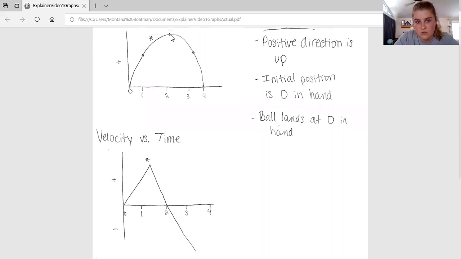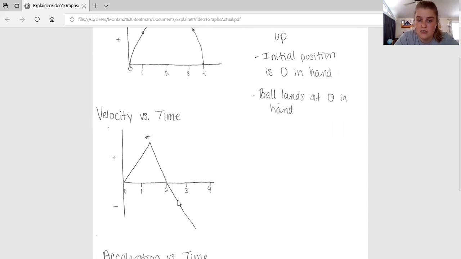Notice that the highest velocity is not when the ball hits the peak of height. At 2 seconds is actually 0 velocity because it's slowed down and it's changing direction. It has no velocity then. So after it hits 0, it has a constant negative velocity until you catch the ball back at 4 seconds.